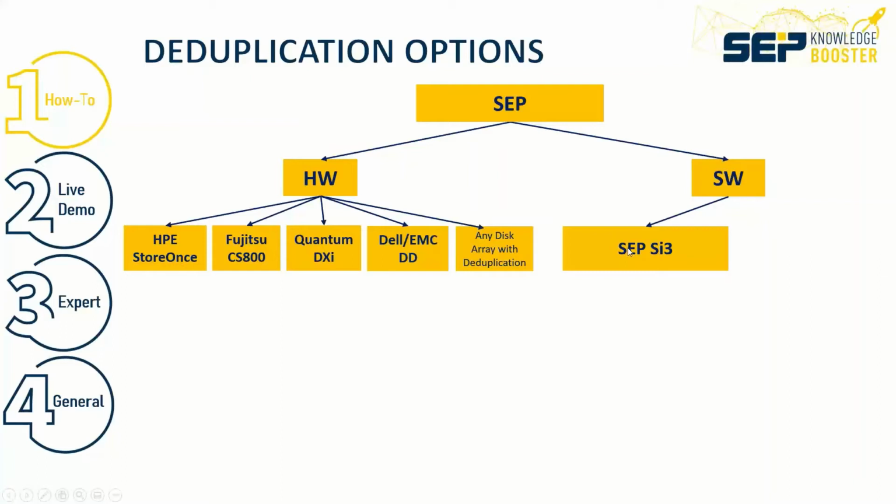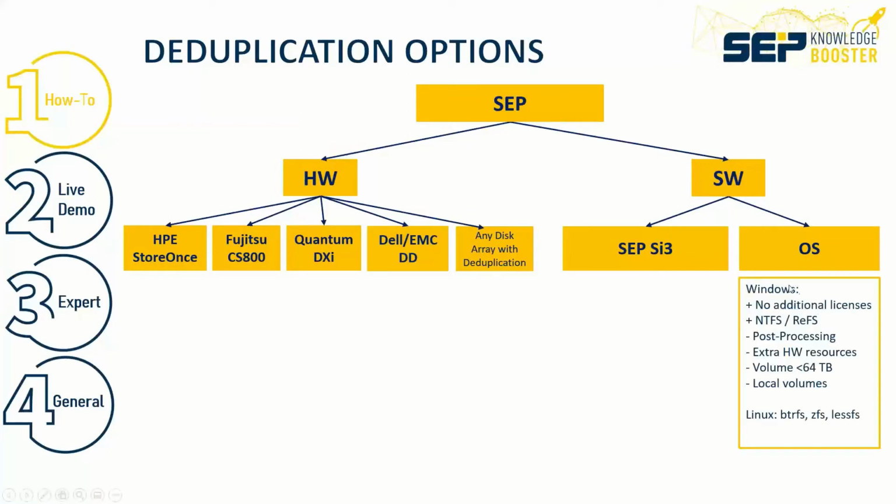Of course, you can use our backup software's integrated deduplication, our SI3 algorithm, or it's possible to use the operating system. There are also some deduplication functionalities. If you use Windows, for instance, with the NTFS or the ReFS file system, you could switch on deduplication. It's also completely transparent to our backup software because the operating system is doing the deduplication.